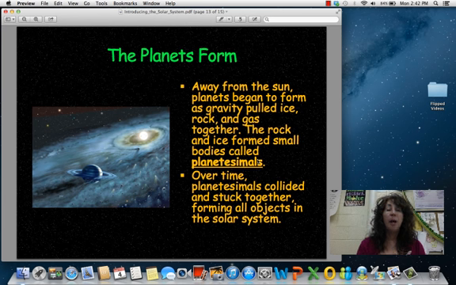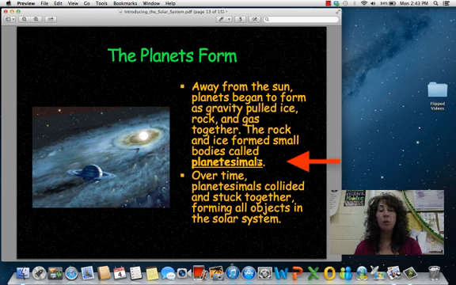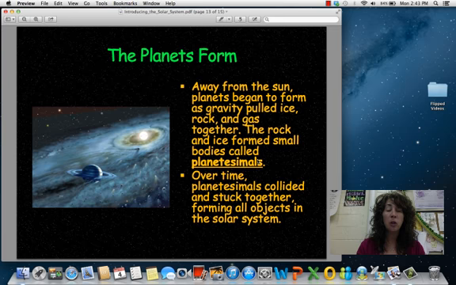And then that dust and debris that was left over from the formation of the sun pulled away from the sun just a bit, and it began to form, and gravity pulled the ice and the rock and the gas together, and then those rocks and ice formed smaller bodies that were called planetesimals, and then those planetesimals came together and collided and formed larger bodies, eventually the planets in the solar system.